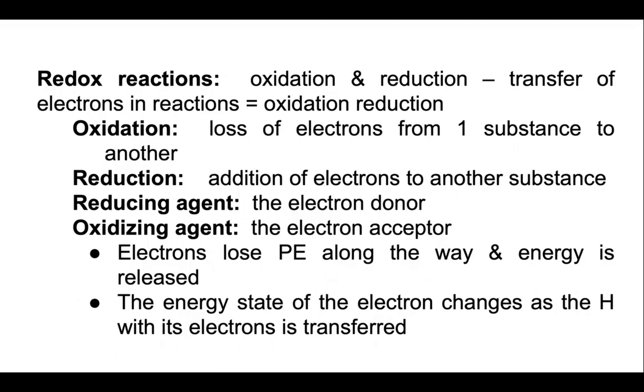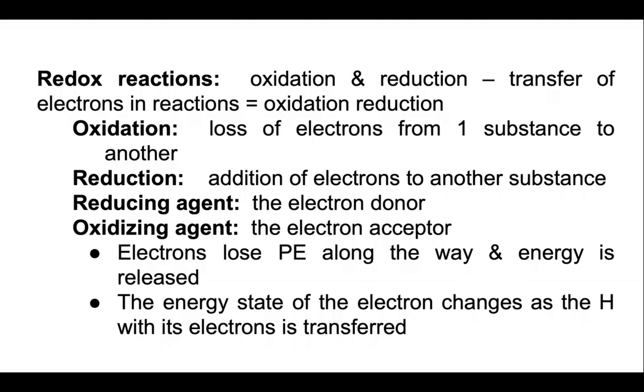So redox reactions, this is a shortened term for oxidation and reduction. These are reactions that involve transferring electrons. So oxidation is the loss of an electron from one substance to another. Reduction is the addition of electrons to another substance. So you have a reducing agent that's your electron donor, your oxidizing agent that's the electron acceptor.